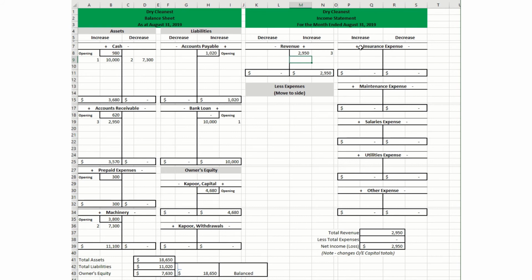Transaction number 4, we paid $130 in cash for regular maintenance on the machine. It's maintenance, it's considered an expense, so we will increase or debit our maintenance expense for the $130.